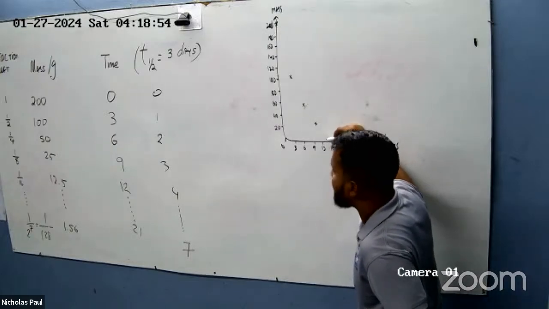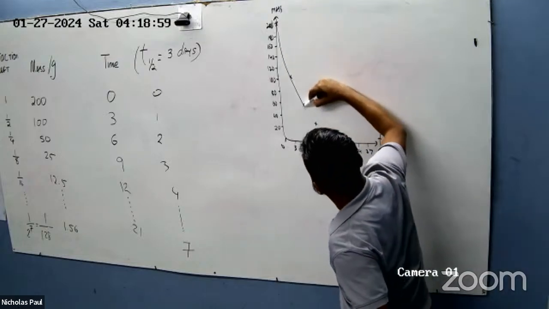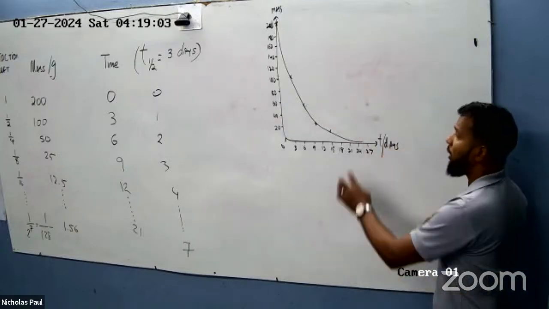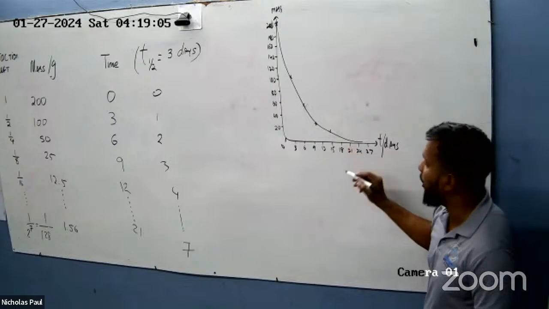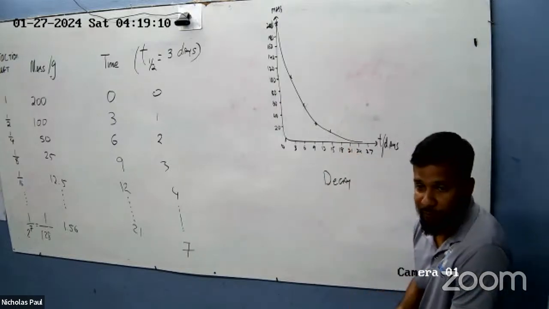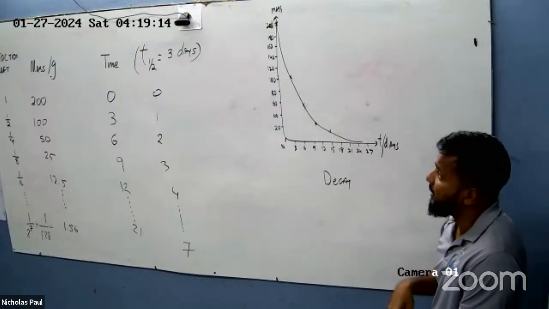Then 12 is something, right? So it's going to look like this. It'll come closer and closer here. This is your decay curve for any element. Are you okay with that? That's what the decay curve will look like.